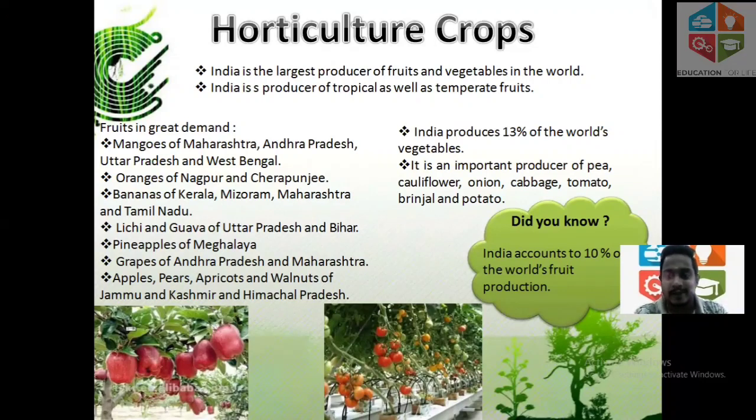So, mango is highly produced in states like Maharashtra, Andhra Pradesh, Uttar Pradesh, West Bengal, and Tamil Nadu. You know, right? Which district is famous for mango? Hope you know, Salem. Salem is famous for its mango. And orange is cultivated highly in Nagpur and Cherrapunji.